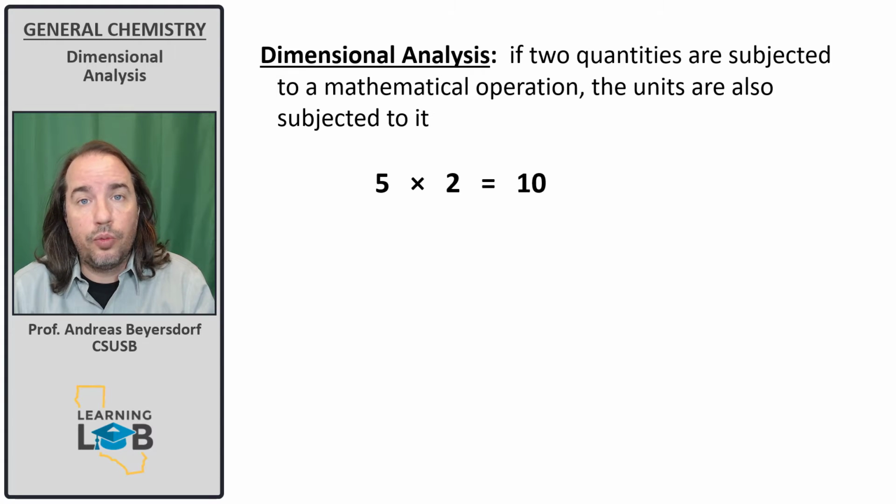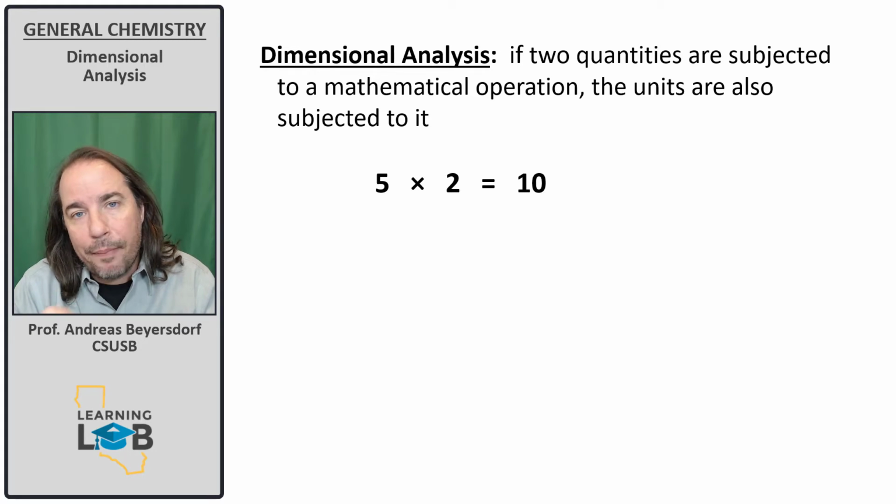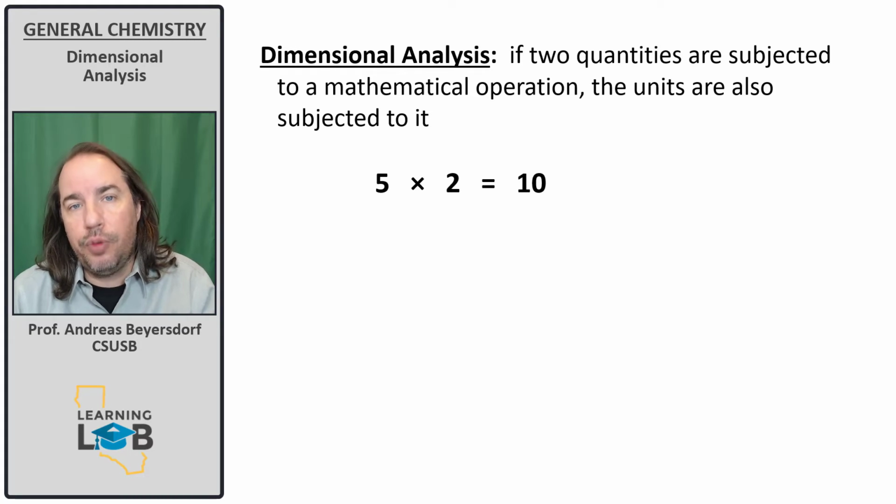Oftentimes in science, we take one measurement and multiply or divide it by another measurement. Dimensional analysis says that if we take these two measurements, not only are we doing that mathematical operation, multiplication or division, by the numbers, but also for the units.